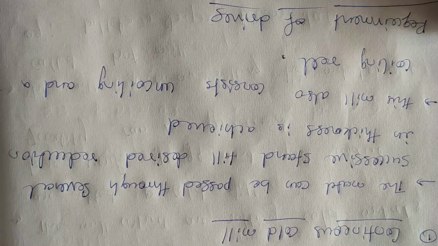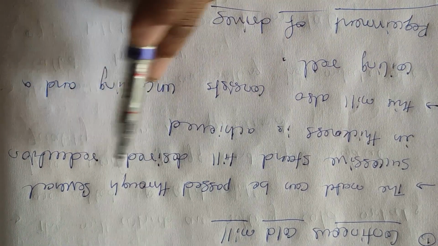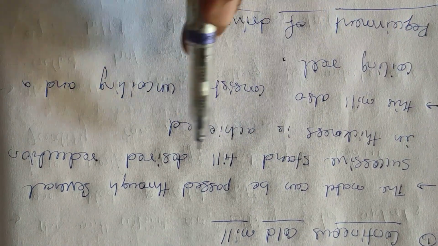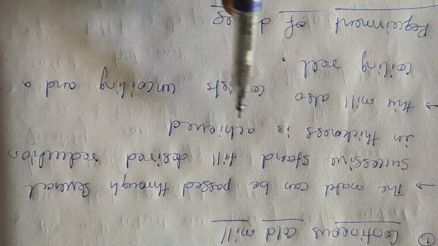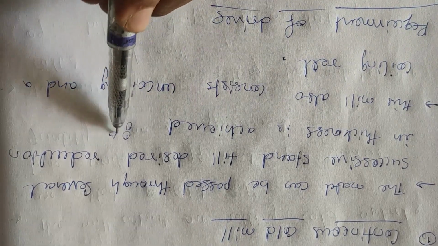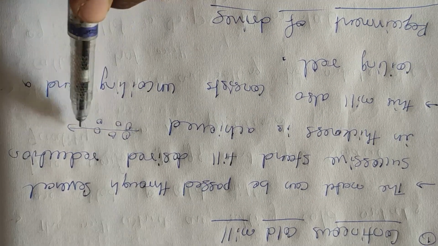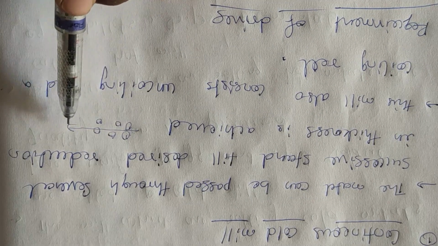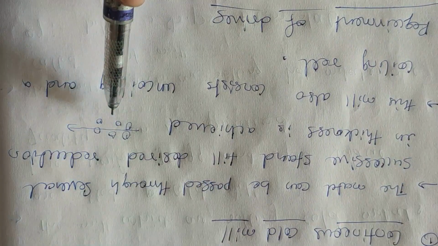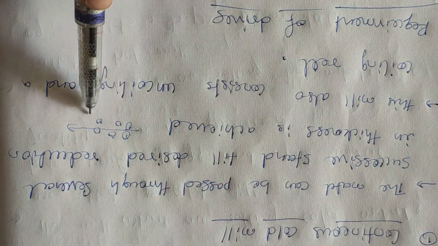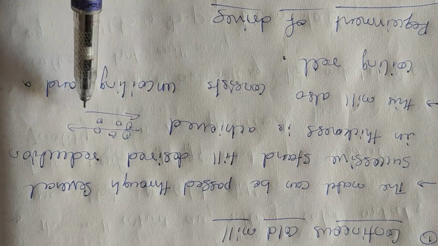See here, continuous cold mill. Here the metal is passed through several successive stands till the desired reduction in thickness is achieved. So we are going to roll that piece of metal in different pressing mills to get the required size of the metal. That is in the forward direction. So here there is no reverse flow of metal. That's why it is called continuous.